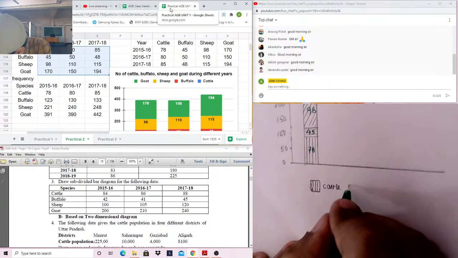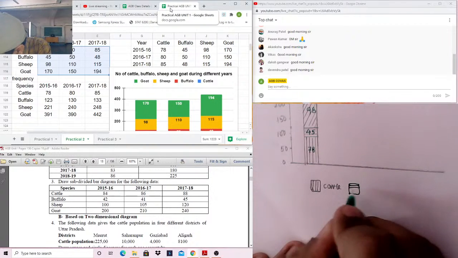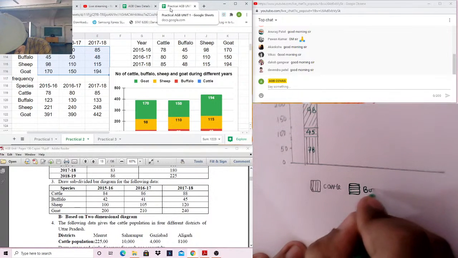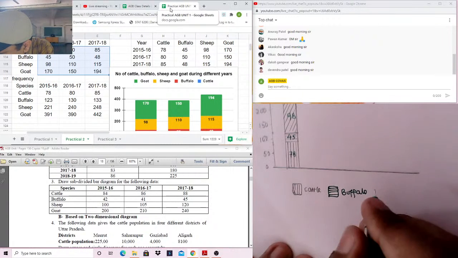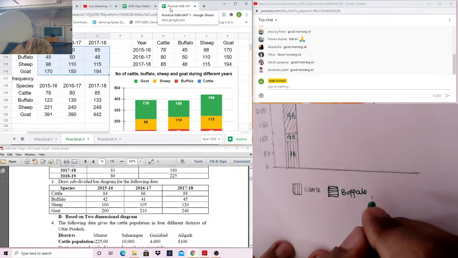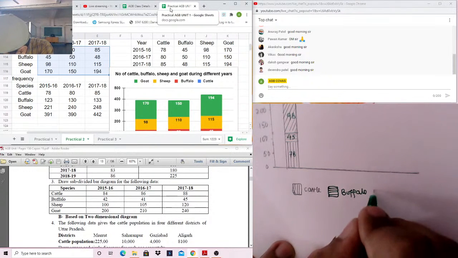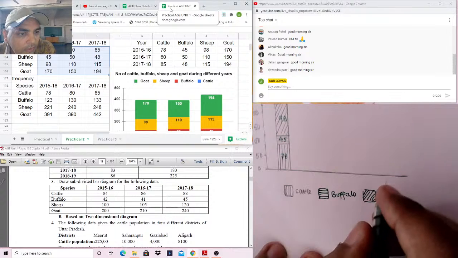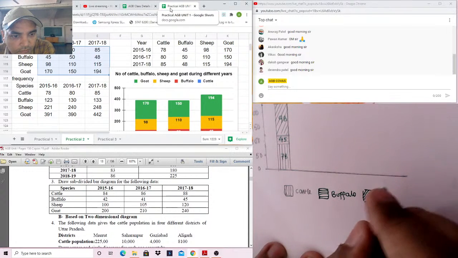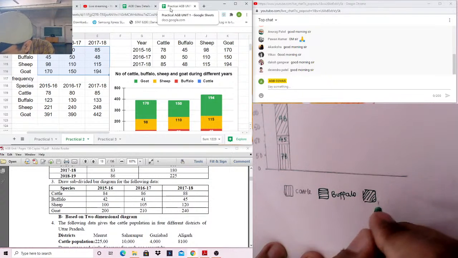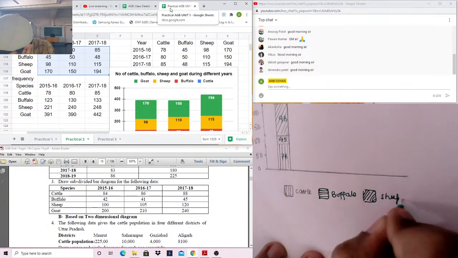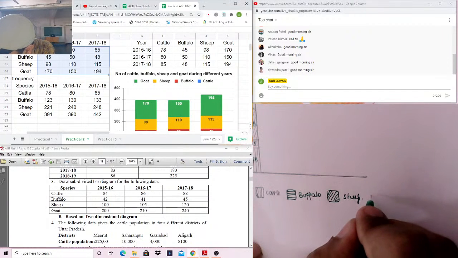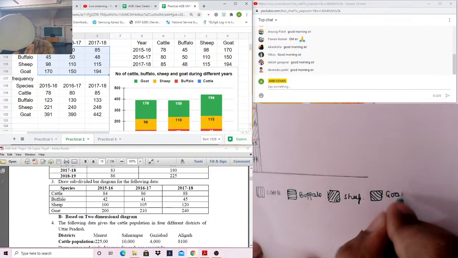Then if there are horizontal lines, then this means buffalo. Then if these are slanted lines, okay, for slanted lines, it is sheep, and for this type of slanted lines, it is goat. Okay.